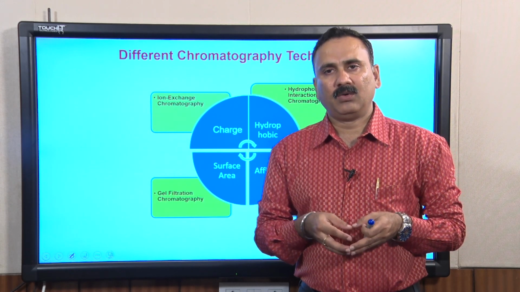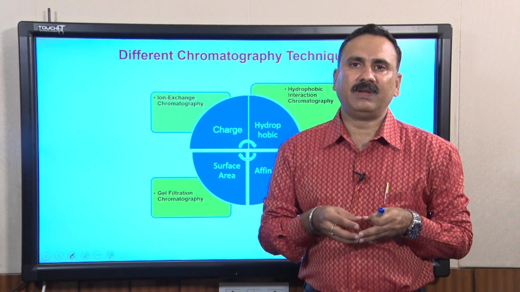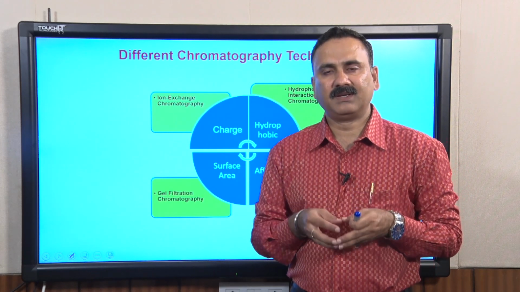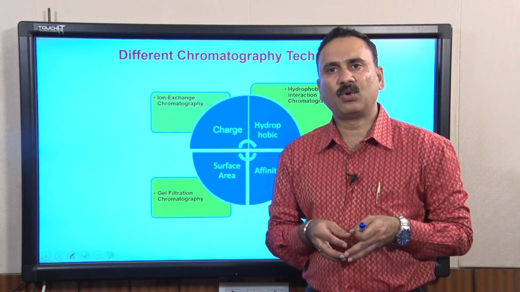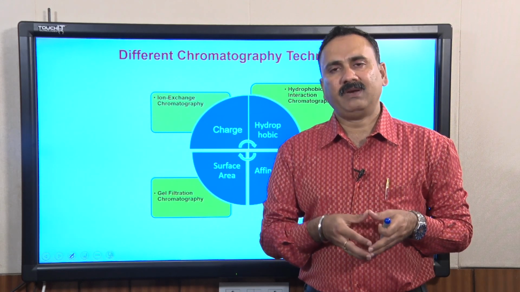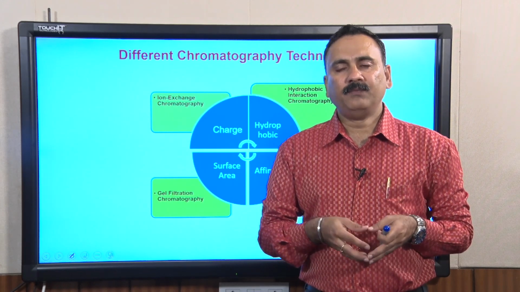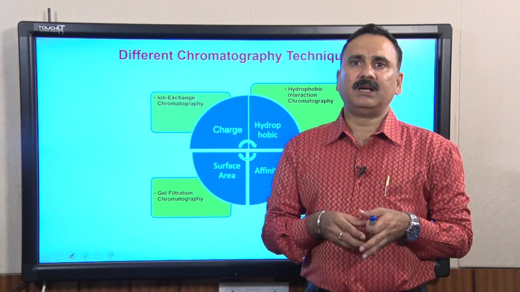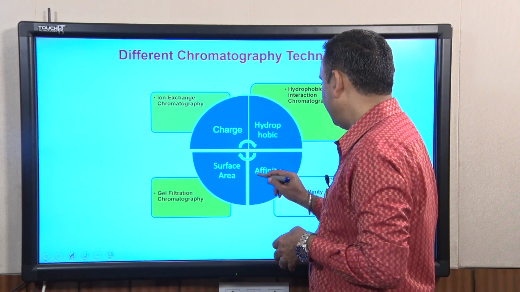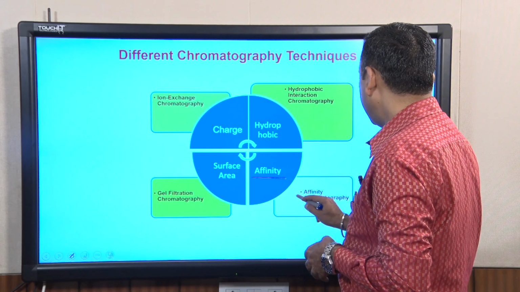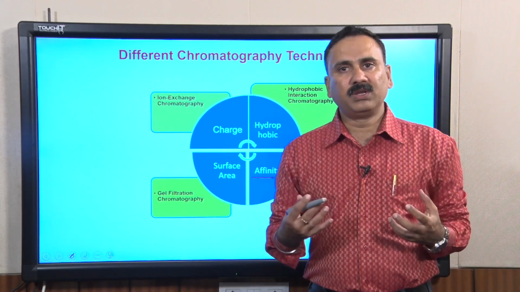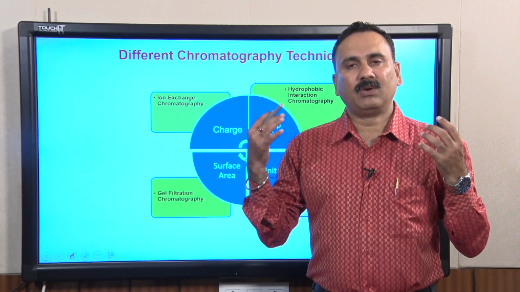And in this particular discussion, so far we have discussed the ion exchange chromatography, followed by the hydrophobic interaction chromatography, and in the previous lecture we also discussed the gel filtration chromatography. And now today we are going to start a new chromatography, and that is called affinity chromatography. And affinity chromatography, as the name suggests, has an exclusive affinity for a particular ligand.